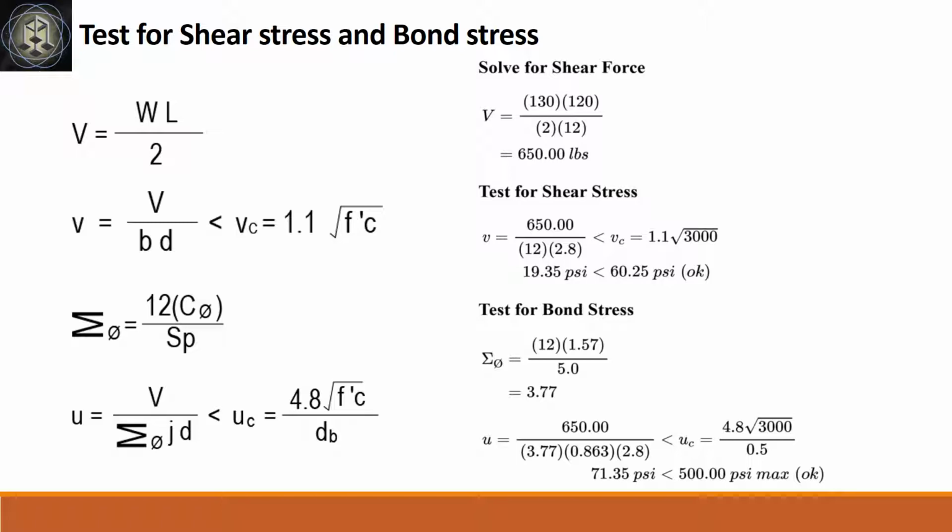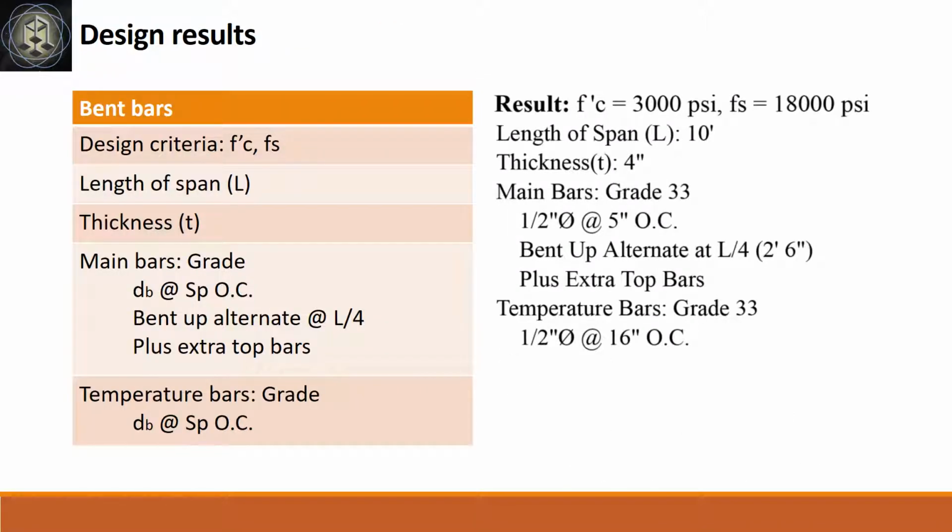For bond stress, solve the total circumference of a half-inch diameter bar spaced at 5 inches on a foot span, which gives us 3.77. This gives us a bond stress of 71.35 psi, which is less than the concrete capacity of 500 psi. The design results to our problem are as follows.